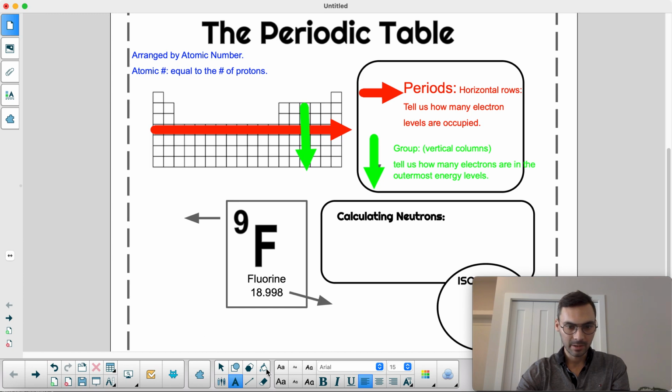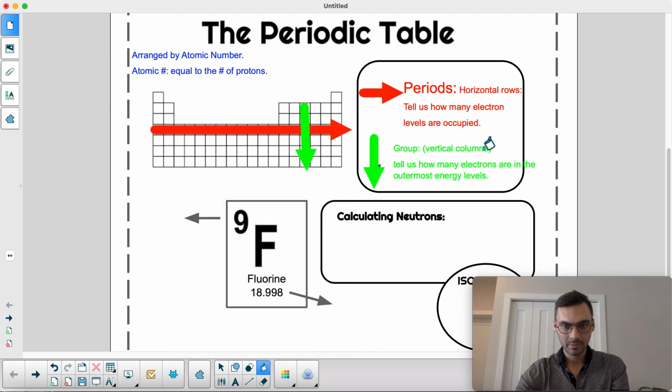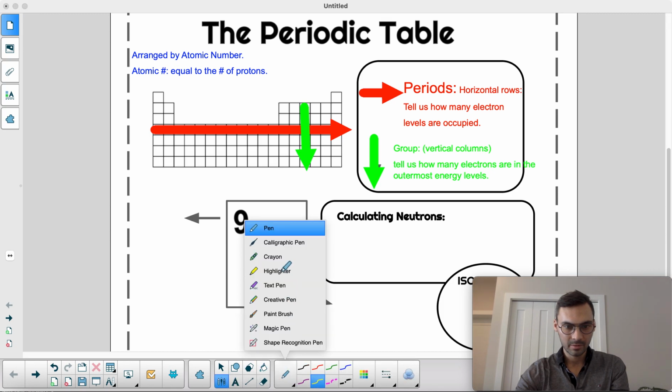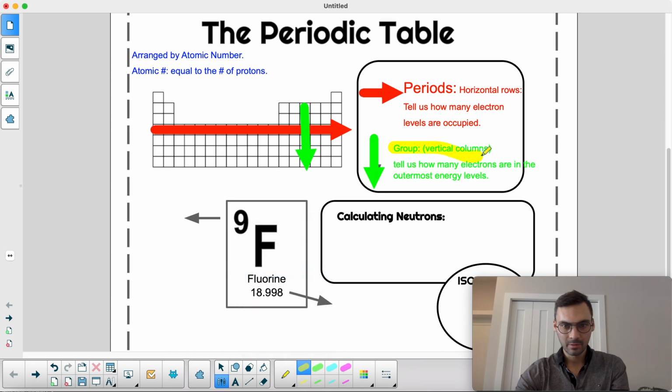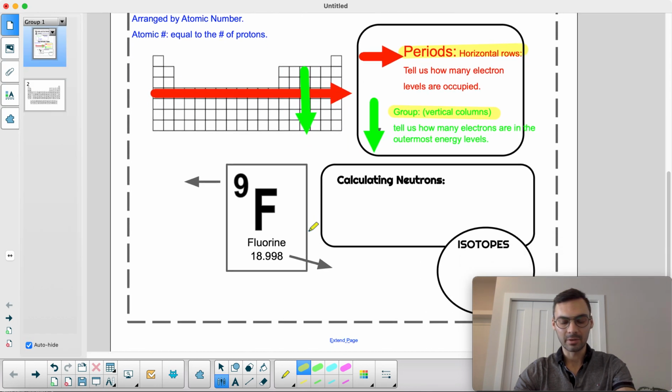Now, where is my highlight feature here? Nope. Bear with me. I think we got it. There we go. Periods are horizontal rows and groups are vertical columns. That is a really important part.